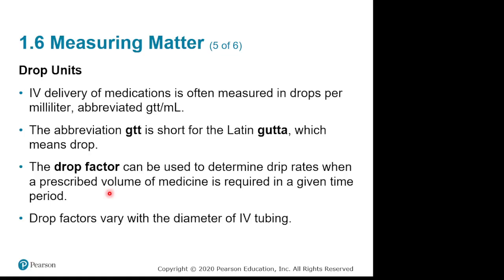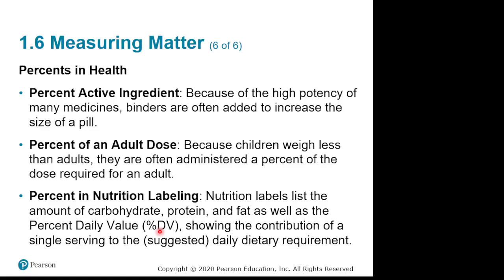This can be drop factor. This will be used to determine the drip rates when a prescribed volume of medicine is required in a given time period. Drop factors are going to vary with the diameter of IV tubing. And so if you just transfer to new instrumentation, you actually have to calibrate these. Okay? It's not something you can just pull a unit out from the storage and you're good to go.